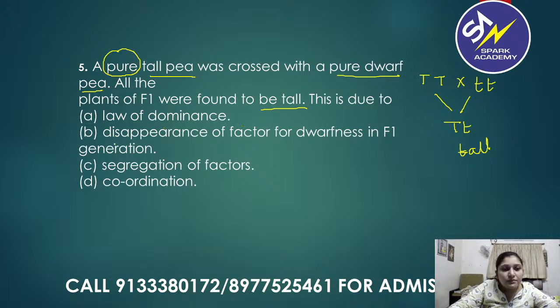A. Law of dominance. B. Disappearance of the factor for dwarfness in the F1 generation. C. Segregation of the factor. D. Coordination. Come on, quickly. Only two answers I have got from you all. The two answers are correct, that is law of dominance. That is because of the law of dominance. Yes, correct, all of you.